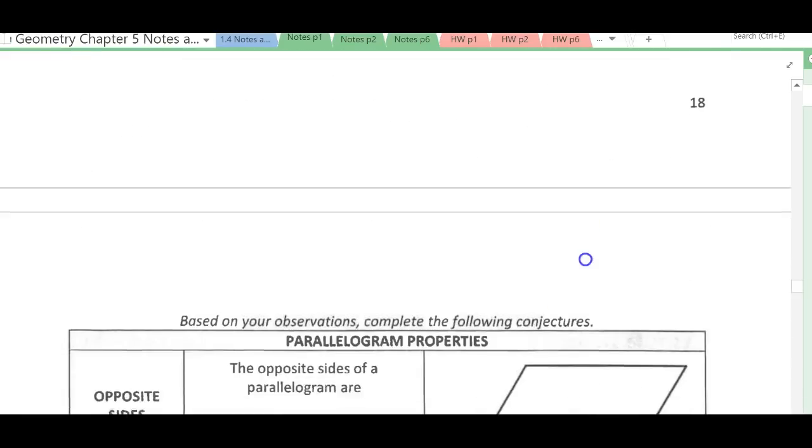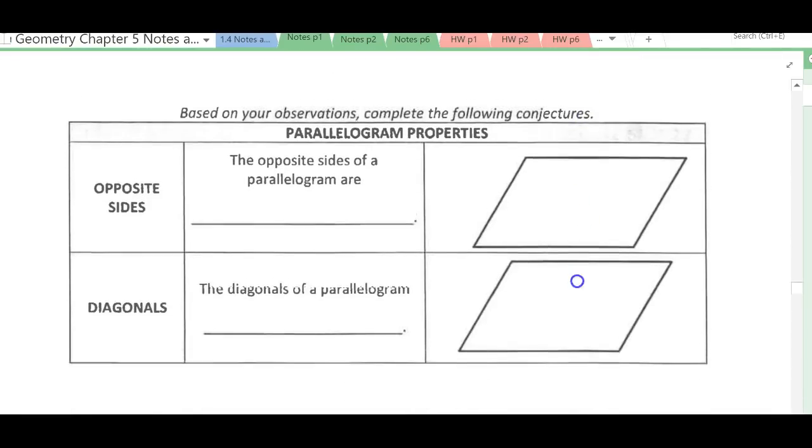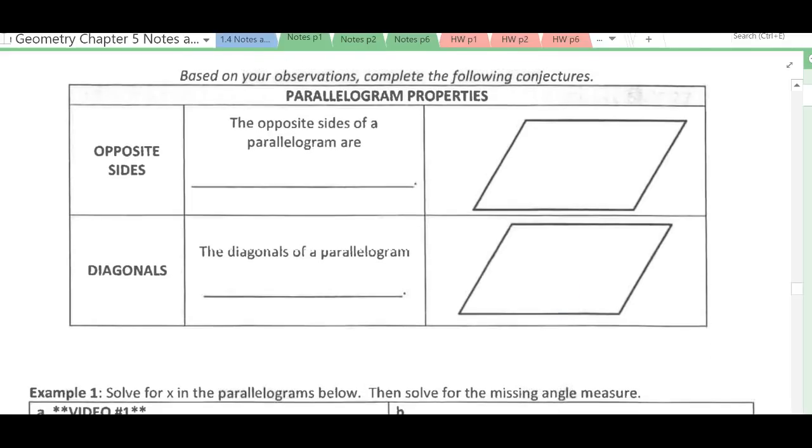Alright, and then let's move on to properties based on sides. So again, opposite sides. So if we were to measure these, we would see that these two were the same length and that these two were the same length. So the opposite sides of a parallelogram are congruent. So now we have that the opposite sides and the opposite angles are congruent.